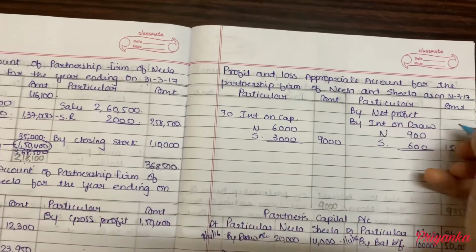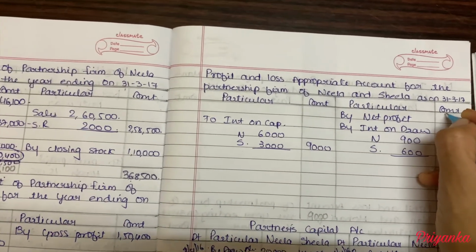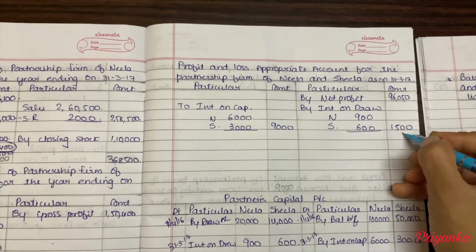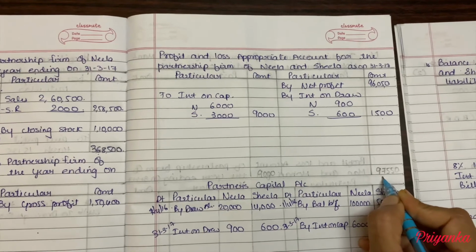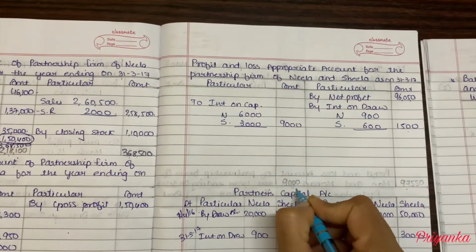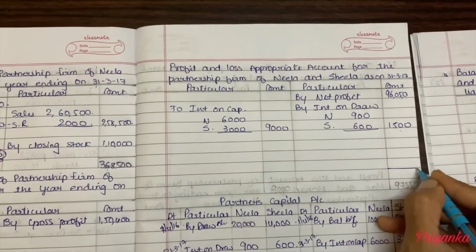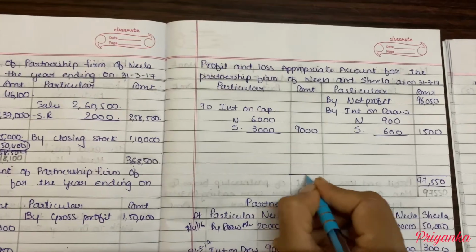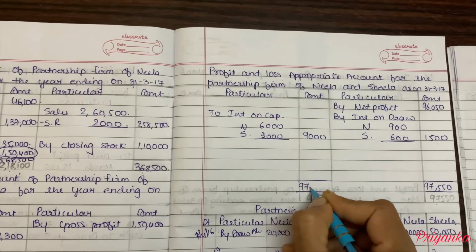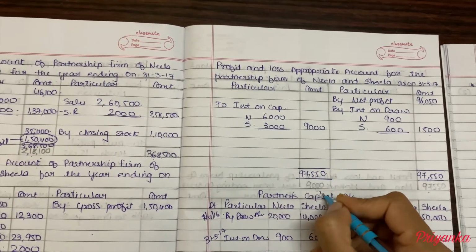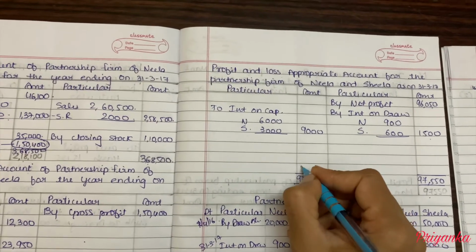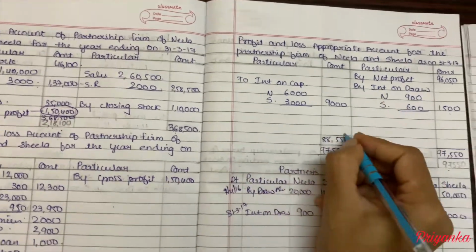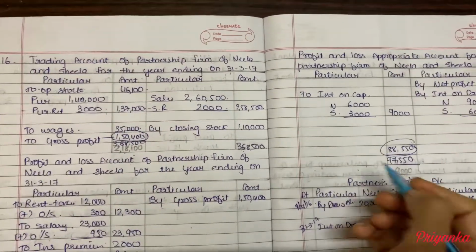Now take this net profit to the next statement, the profit and loss appropriation account, by net profit with the amount 96,050. Now if we add these two amounts, we get 97,550, and on the debit side we have only 9,000. So let's make the total 97,550 on both sides. 97,550. Now minus the 9,000. You will get the difference of 88,550, and you got the difference at the profit and loss debit side.